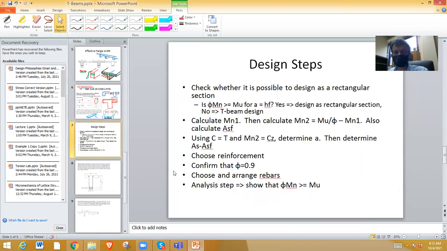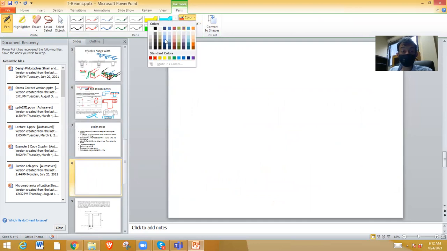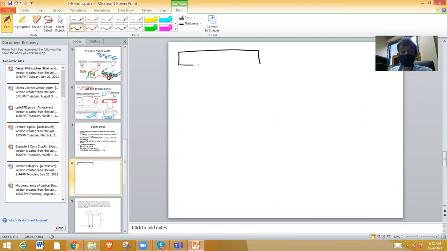Now let's go to the design steps. I will explain it using pictures. It's very simple, the design and analysis of a T-beam. So please listen carefully. Here is your T-beam. Your first step, of course, is to obtain your Mu design moments from the design load. Then the next step is to find the effective flange width bf, using the code limit.